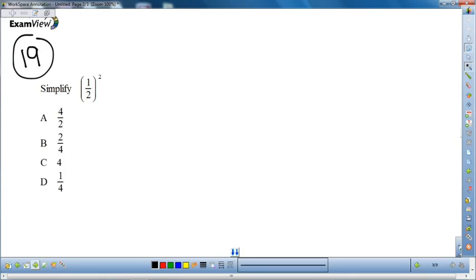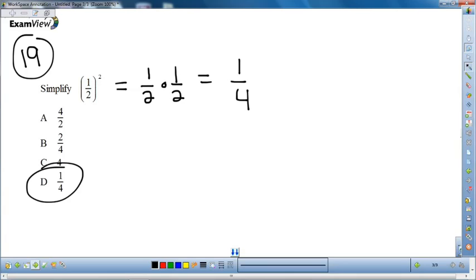For number 19, I have 1/2 squared. So that means 1/2 times itself 2 times. So that's going to be 1/4.